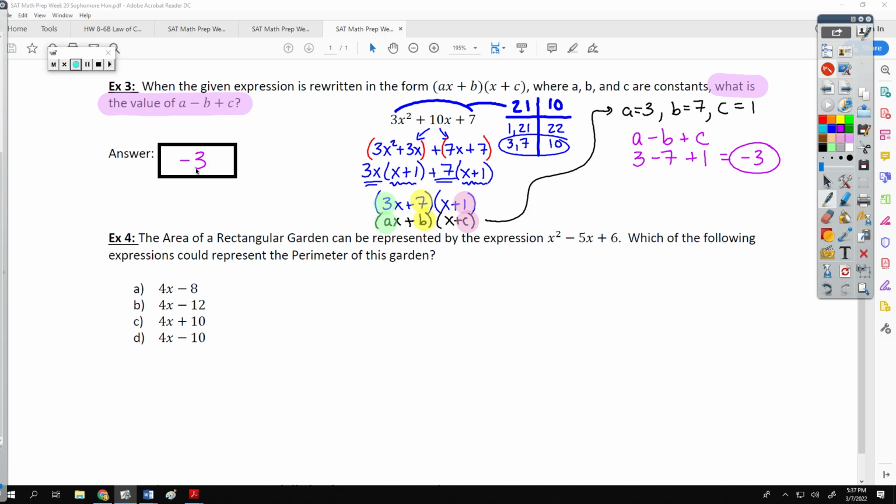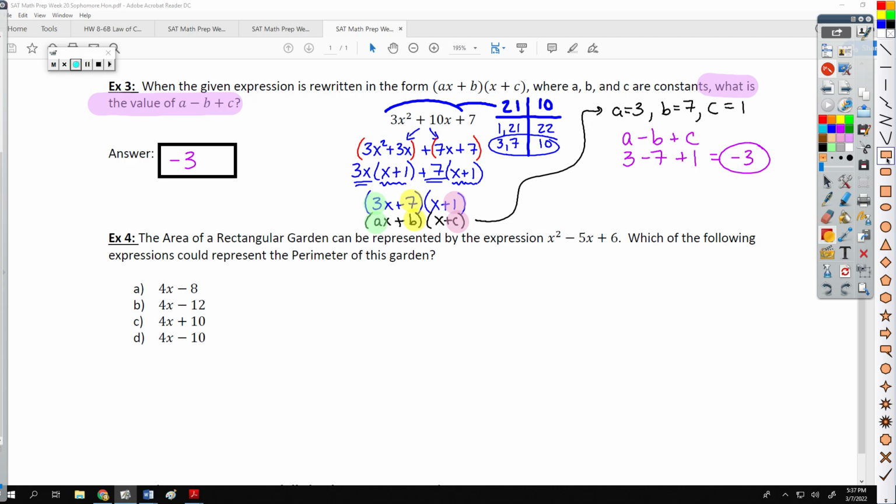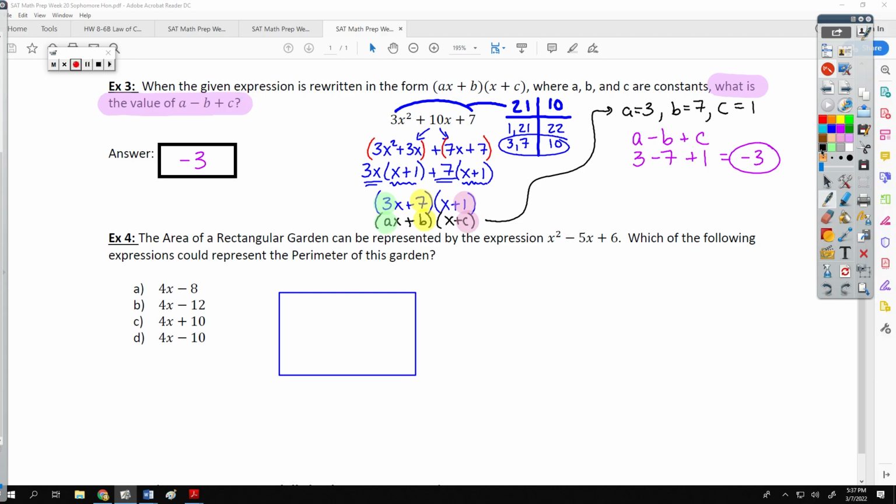Finally, example 4 says the area of a rectangular garden can be represented by the expression x squared minus 5x plus 6. Which of the following expressions could represent the perimeter of this garden? So we have an area of x squared minus 5x plus 6. Now, area is length times width. So what we need to realize is that if we factor this trinomial into two binomials, two numbers that multiply to 6 and add to negative 5 would be negative 2 and negative 3.